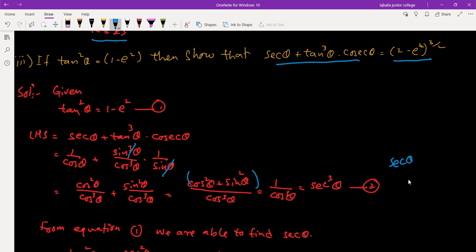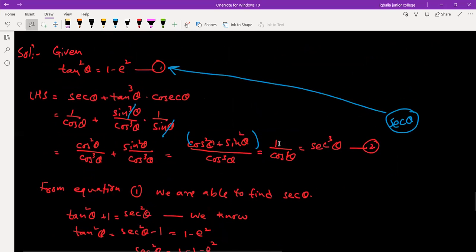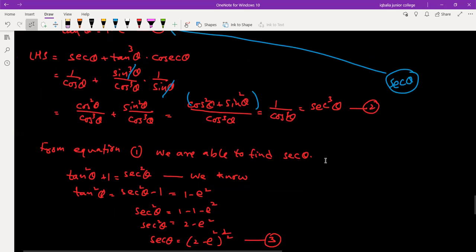We have sec cube theta, but we have to know sec theta. If we know sec theta, then our problem is solved. So for finding sec theta, I have to use these given values. Now just come here to equation number 1. From equation number 1 we are able to find sec theta.